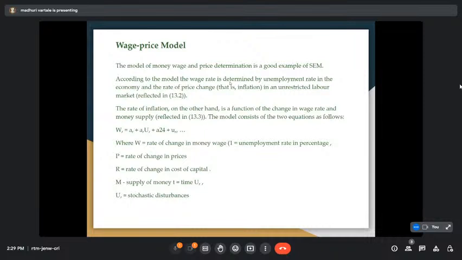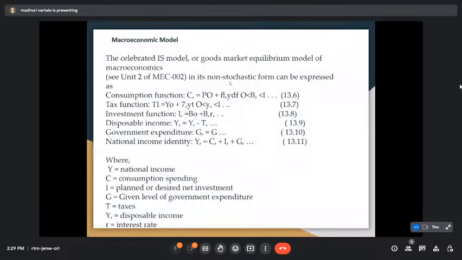P, that is the rate of change in price, and W, that is the rate of change in money wages. So consider U to be equal to the unemployment rate in percentage. Let us see one more macroeconomic model to understand the equation formations or simple equations. That is the celebrated IS-LM model, where IS is the model of goods market equilibrium, and LM is the model of money market equilibrium in macroeconomics.